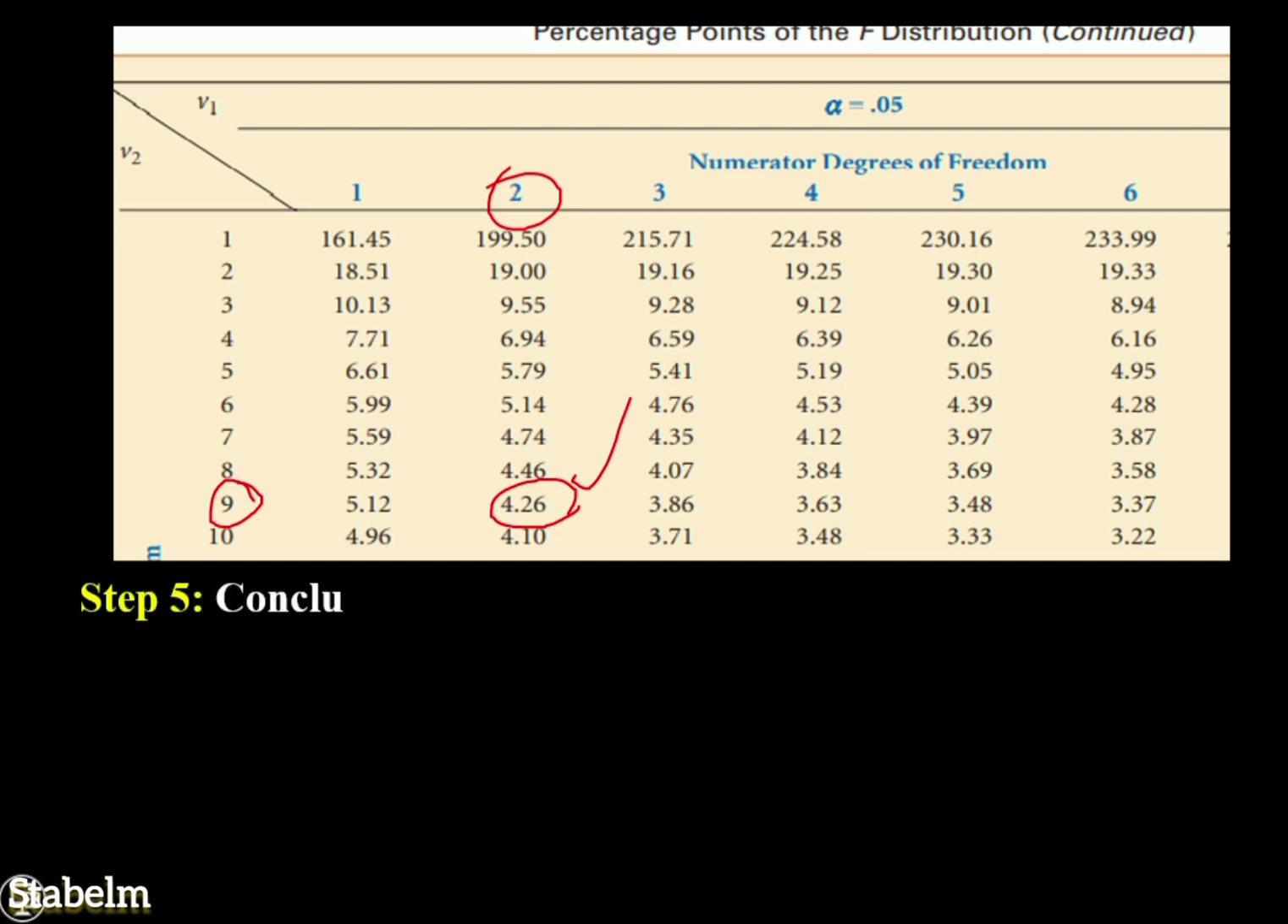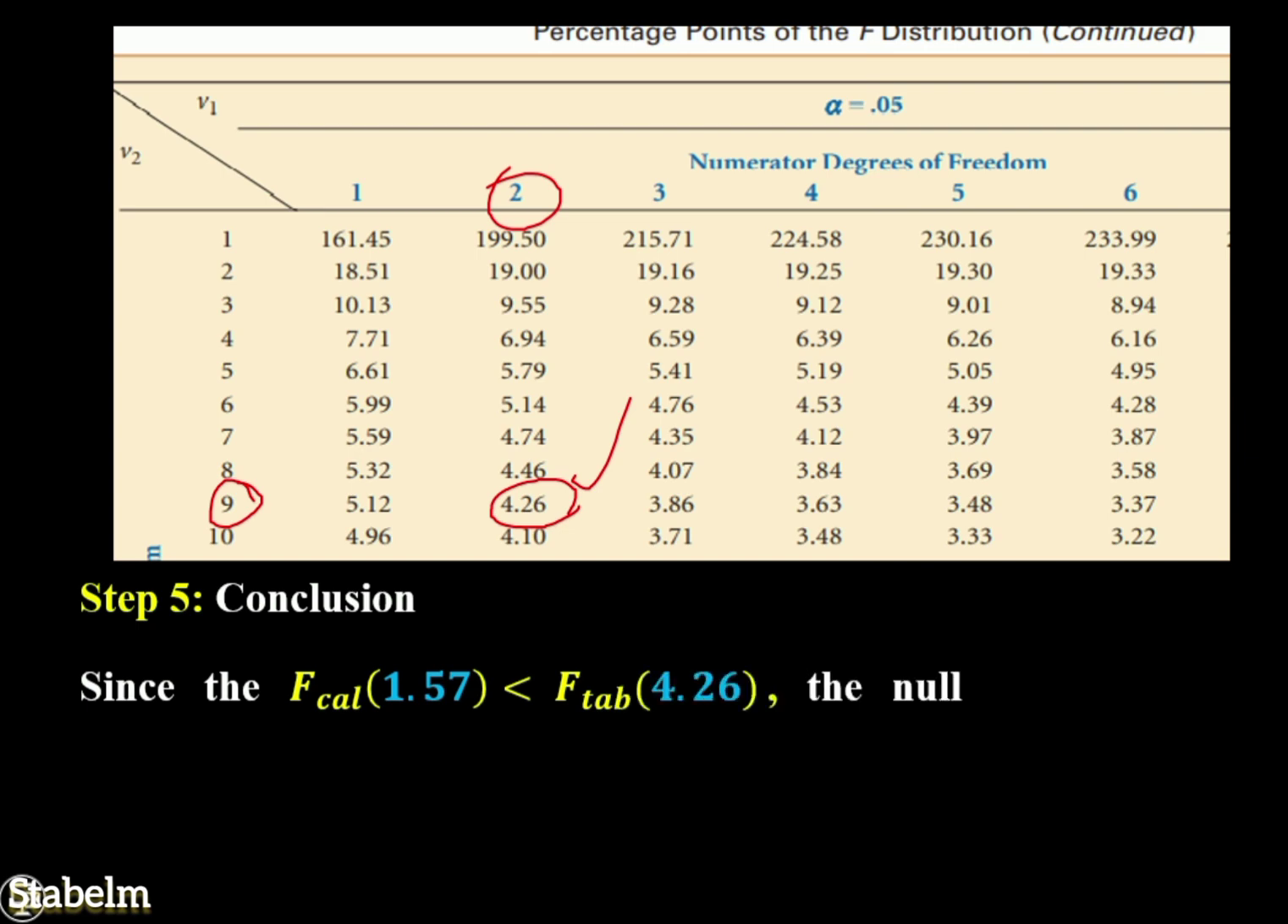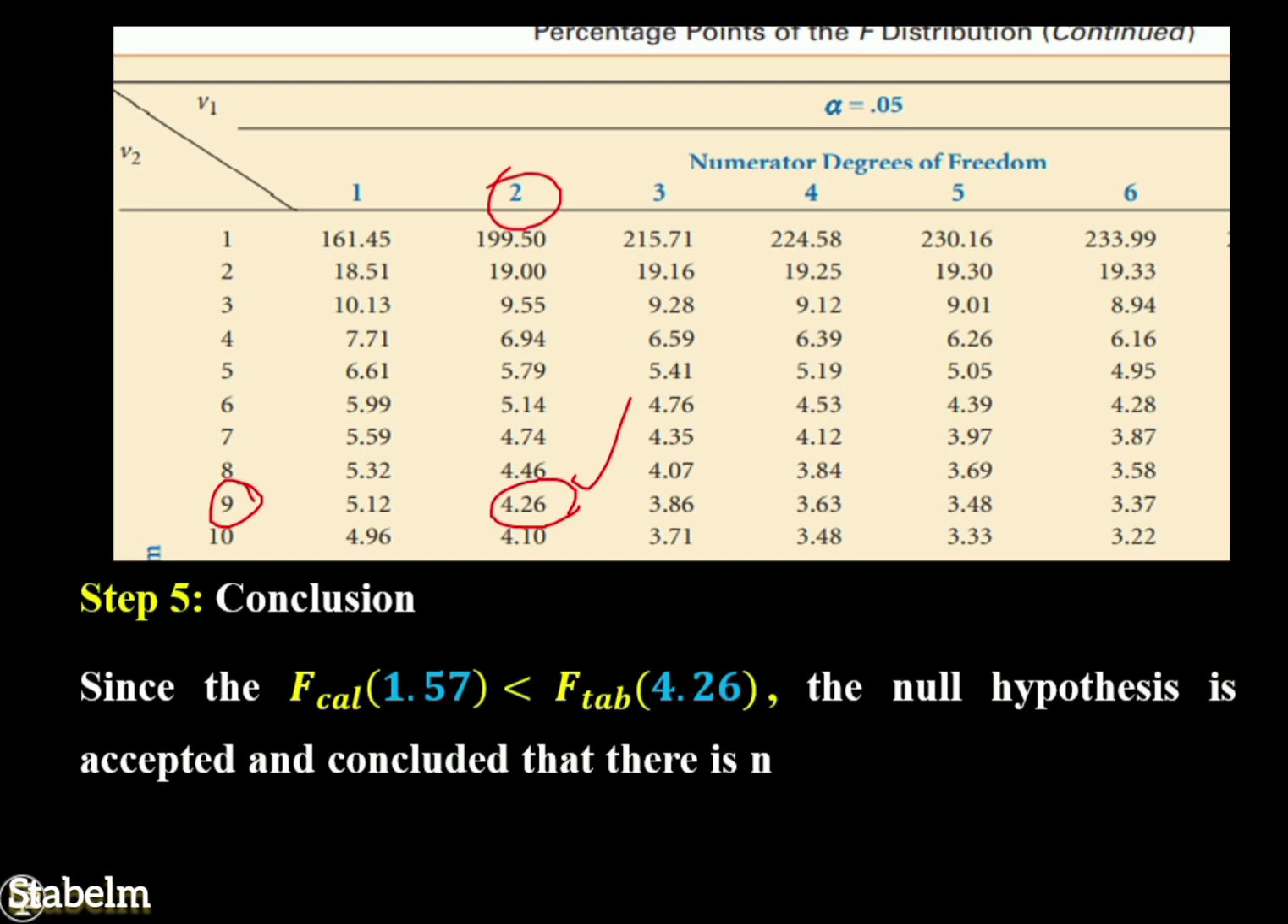Say step 5, conclusion. What do we conclude? We say, since the F calculated, which is 1.57, is less than F tabulated, which is 4.26, then the null hypothesis is accepted, and we conclude that there is no difference among group means. Which means that we accepted H0, which is the null hypothesis, and we rejected the alternative hypothesis. And this is how to go about analysis of variance with unequal number of observations.